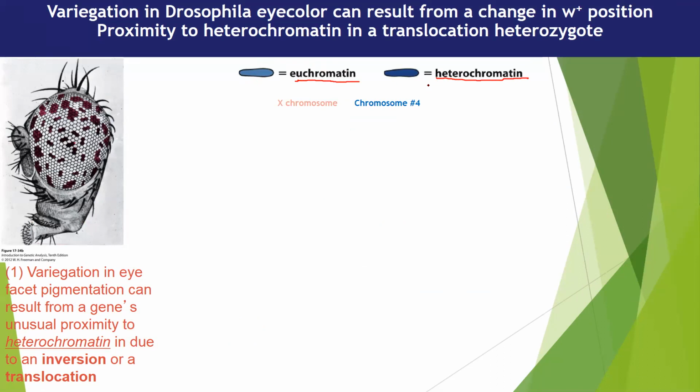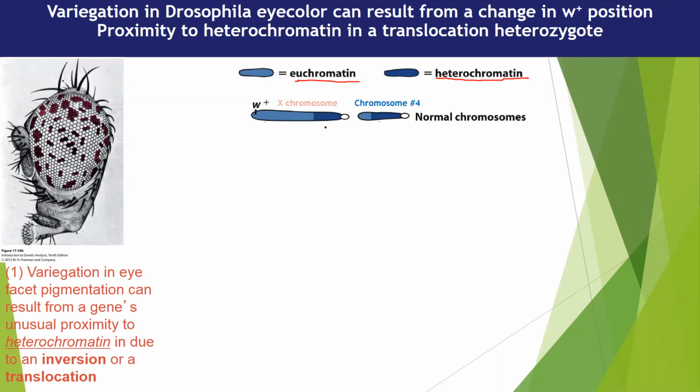However, for some parts of the chromosome, if the chromosome is very tightly packed and wrapped, even if there are genes inside or close to this region, those genes may not be easily transcribed or expressed. So those are the 2 different regions. And in Drosophila, we know there's a gene. Here we use W. This gene is X-linked. It is on the X chromosome, and it will determine the color of the eye of the Drosophila.